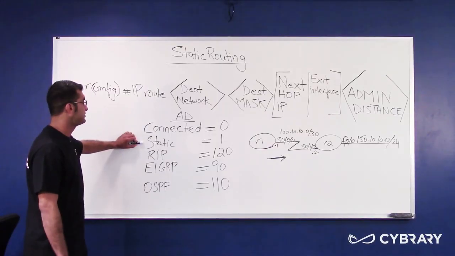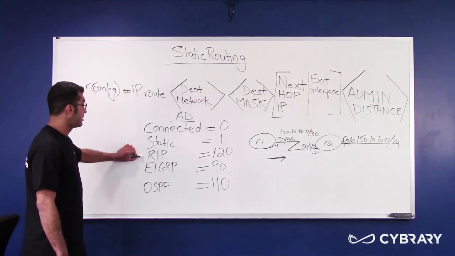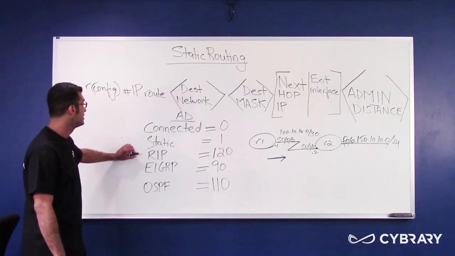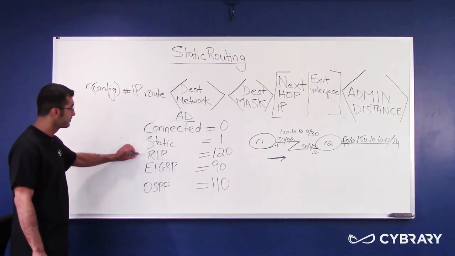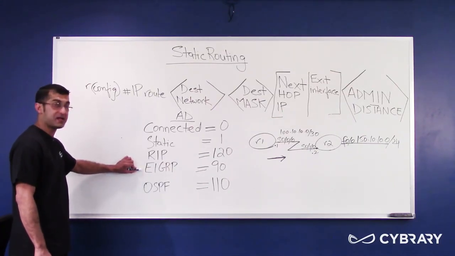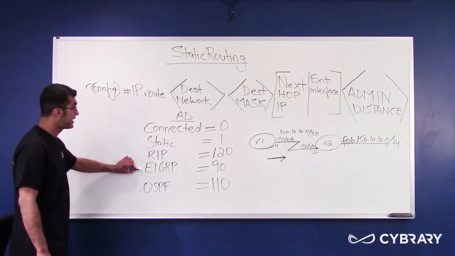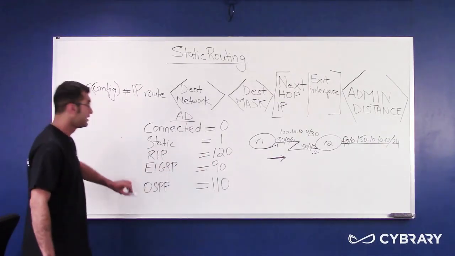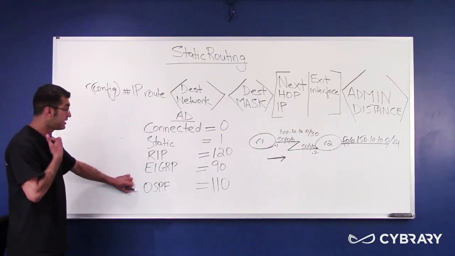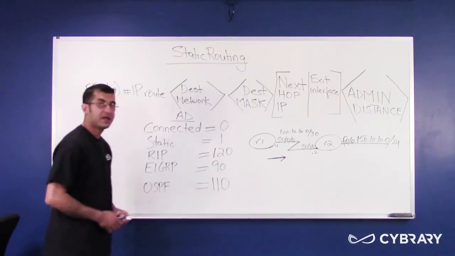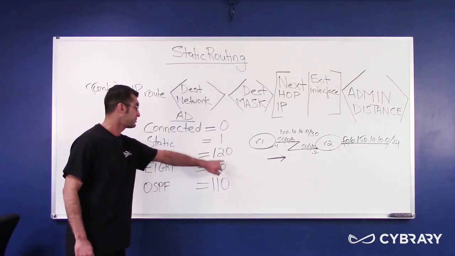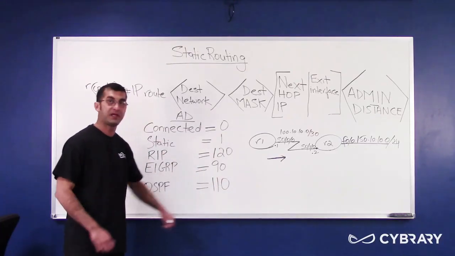A static route has an administrative distance of 1. A Routing Information Protocol route, or a RIP route, has an administrative distance of 120. This will be covered later, and I will point this out. Enhanced Interior Gateway Routing Protocol, or EIGRP, again a dynamic routing protocol, which will be covered later, has an administrative distance of 90. And Open Shortest Path First, again a dynamic routing protocol covered later, has an administrative distance of 110. As I cover these routing protocols, I will point out these administrative distances at that point, but I wanted to list them out for you all in one place for now.